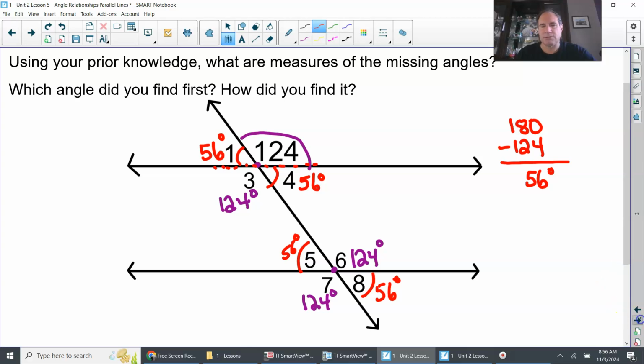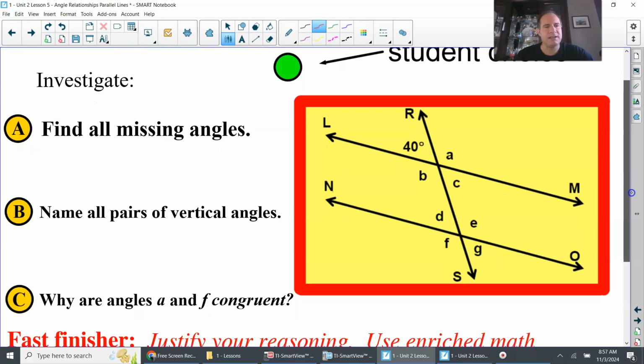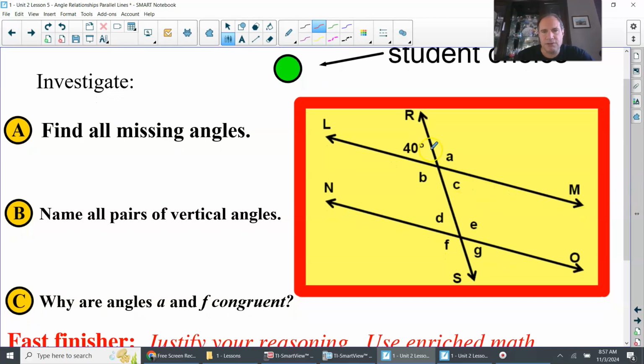So let's go on to the next question. We're going to talk about this. Find all missing angles. So here's an acute angle. They give you 40. There's 3 other acute angles, small angles. So put in 40 degrees for C. That's 40 degrees, small angle. Then all the way over here, this is a small angle, 40 degrees, they're acute angles. And then G is an acute angle, small, it's 40 degrees.